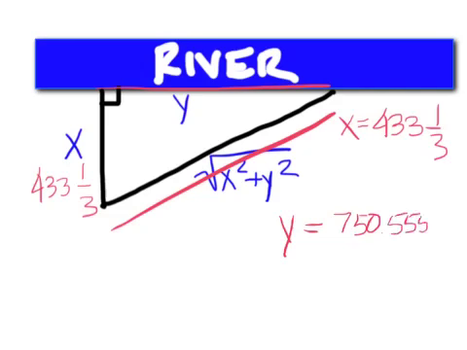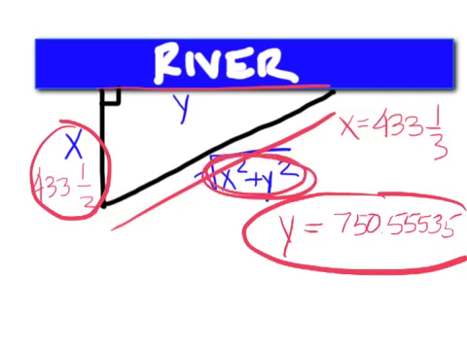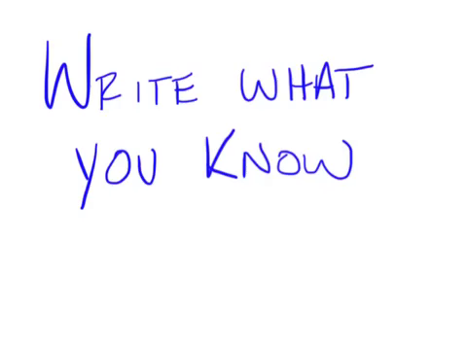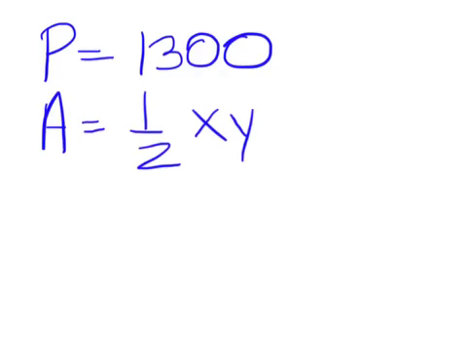So once you have your y value and your x value, you can plug those in to here to come up with that missing hypotenuse side for your final answer. Write what you know on these problems. Don't leave anything to chance. The perimeter is going to have to be 1,300. That's how much fencing you're going to have. And the area is 1/2 x times y.